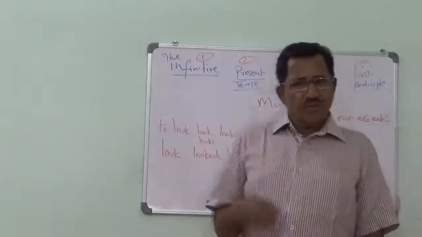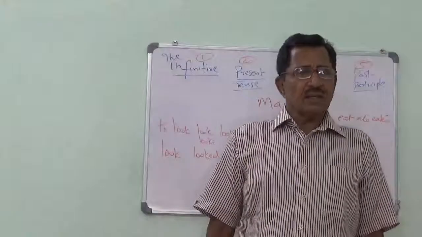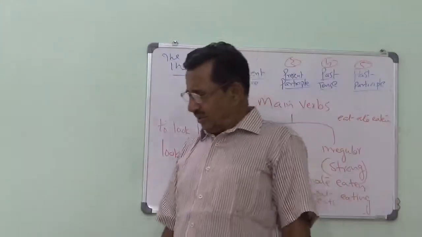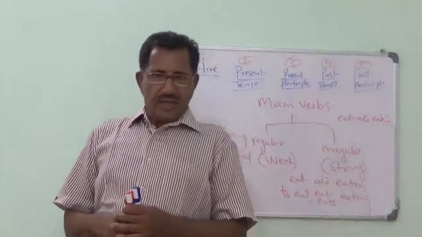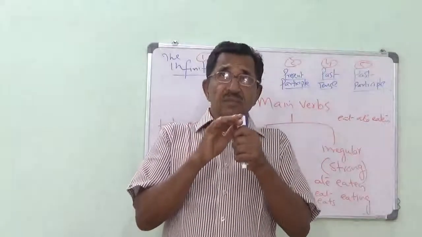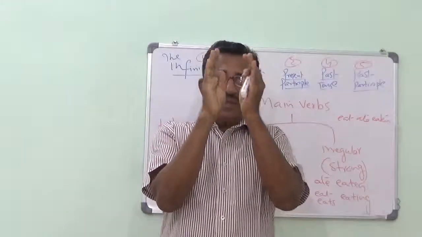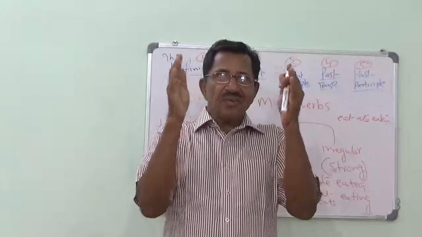Then 20 regular verbs, 20 into 5, that is 100. I think by that time you are very intelligent students, and you will be able to master this area of English grammar. Remember, I told you, think of forms means think of the flower. So different forms it takes. So the verb takes different forms.